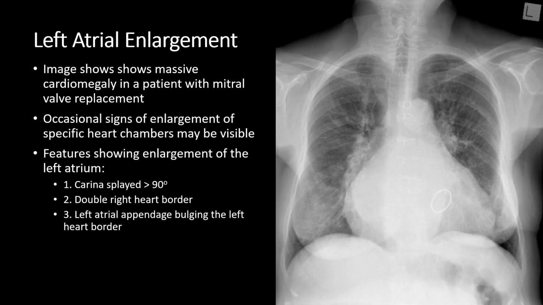On this radiograph, you can see a patient who had a mitral valve replacement and has signs of enlargement of a specific heart chamber, specifically the left atrium in this patient. As the left atrium enlarges, it can push up against the carina, causing it to become more splayed, greater than 90 degrees. Also, you can see a double right heart border and also bulging of the left atrial appendage.